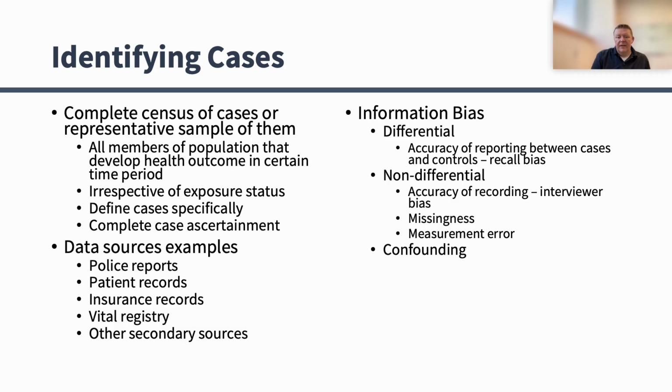So when we're thinking about our cases and identifying them, we want to consider, as we're constructing this study design, ways of biasing the information that we obtain about them. We can think about differential information bias, where the accuracy of the reporting between the cases and controls can differ, which is a form of recall bias. Or there's non-differential, where the accuracy of the recording of information is dependent on the interviewer or the study team.